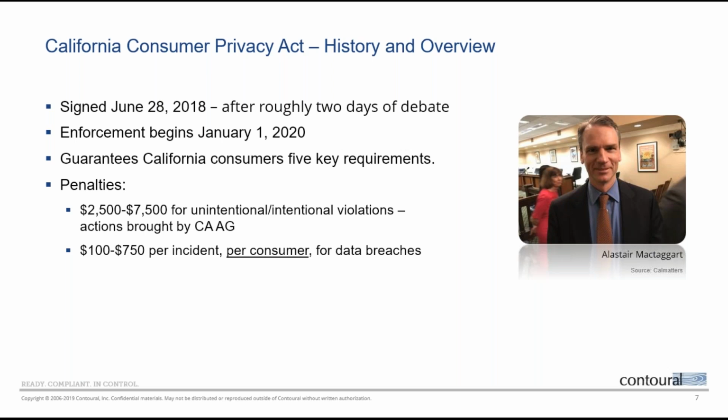Enforcement begins on January 1st, 2020. We're going to talk about that. It's in effect right now, but enforcement begins there. And the legislation guarantees California consumers 5 key requirements. This is very important, as there are some penalties associated with this brought by the California Attorney General. Probably the biggest issue is that for breaches of data, it can be up to $750, or the amount of damages, whichever is greater, per consumer per incident.